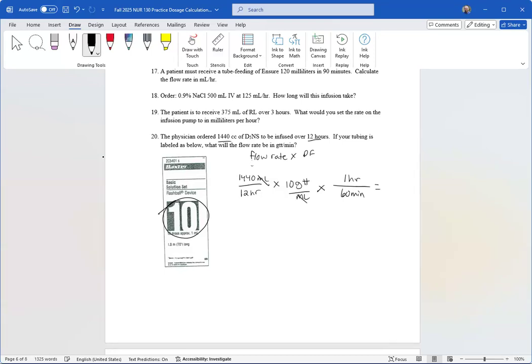Okay. Now, before I solve this, I'm just going to show you 2 alternative ways to do this. If it's me, I'm just going to take the 1440 ml over the 12 hours. I'm going to reduce it. So 1440 over 12 gives me 120 ml per hour. And I know that an hour is 60 minutes. Then I'm going to multiply by my drop factor.